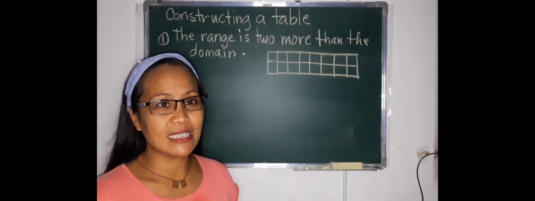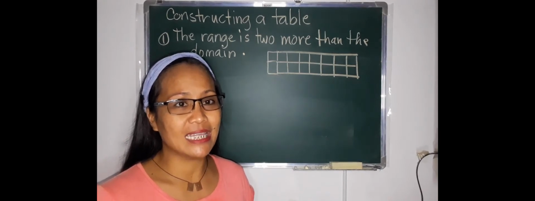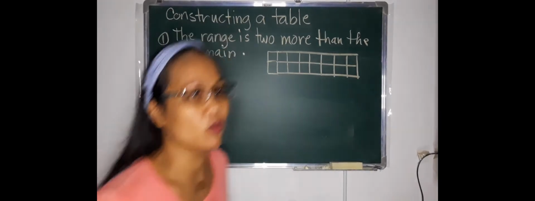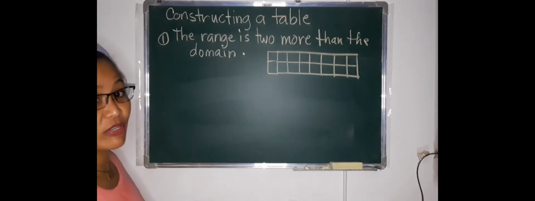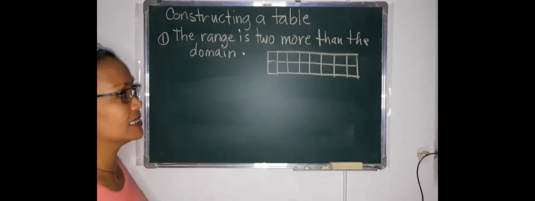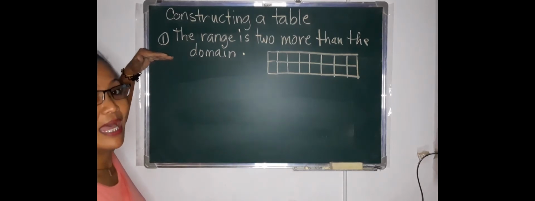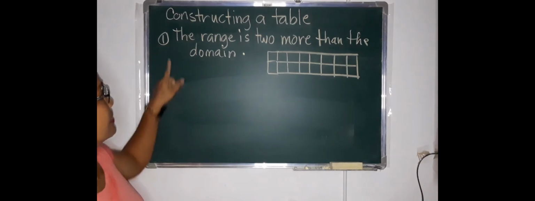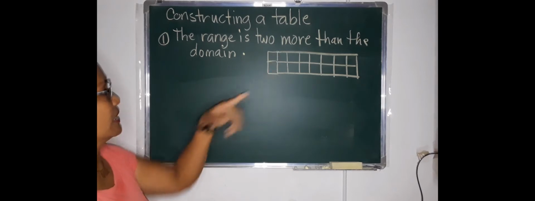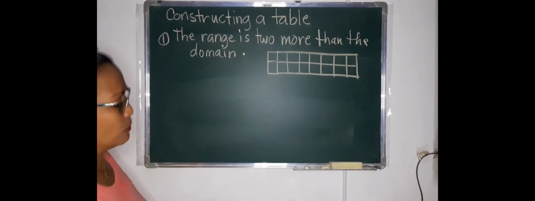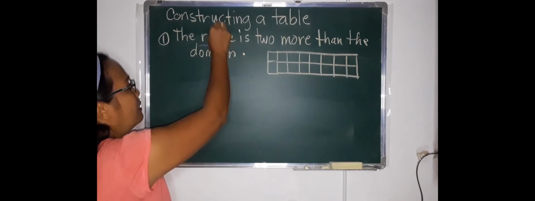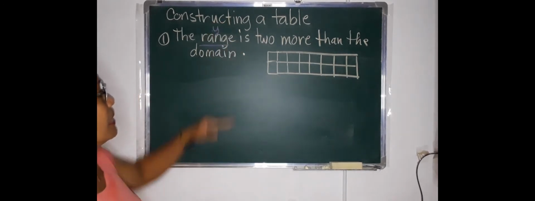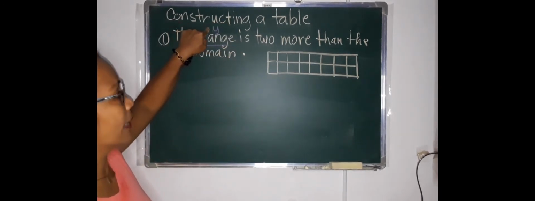So our lesson for today is about constructing a table. Okay? So we have here an English phrase, and then we're going to construct this into an equation. So the range is 2 more than the domain. Again, when we talk about range, that is y. I'll repeat, range is y.